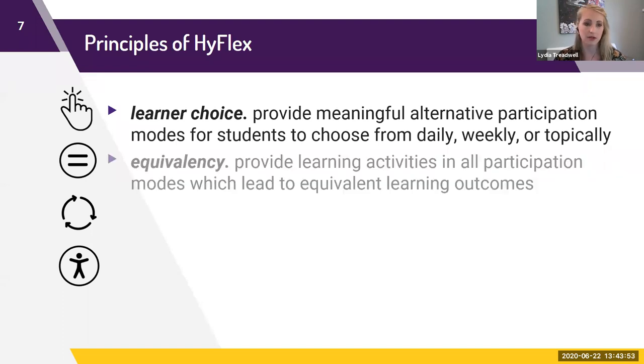The second principle of HyFlex is equivalency, and this means that you're providing learning activities in all participation modes that lead to equivalent course outcomes. This means that while learning outcomes do not change, the process may be different depending on the modality that students are participating in to get to those same outcomes. We'll talk about this a little bit more in depth, but to accomplish this, you have to be more intentional about your course design, utilizing that backwards design that we talked about in workshop one, starting out with your outcomes, making sure that your endpoint for all students is going to be the same, and then generating ideas for how students are going to reach that same outcome given different modes of participation.